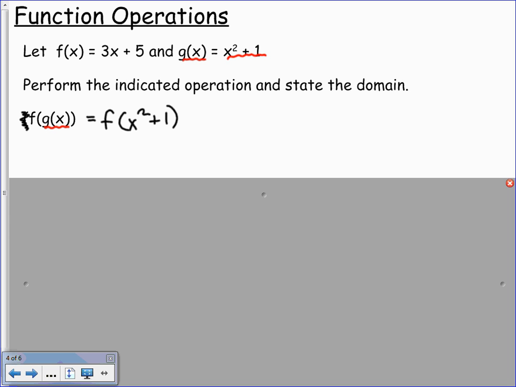Now, to write out what f of x squared plus 1 is, you would start with the function f. That's your outside function. So what does f start with? Starts with 3, correct? Okay. So I'm going to say f is 3 times x, but I don't want to write x. I'm going to kick out this x and put in x squared plus 1. And then I'm going to finish out the rest of the equation, plus 5.